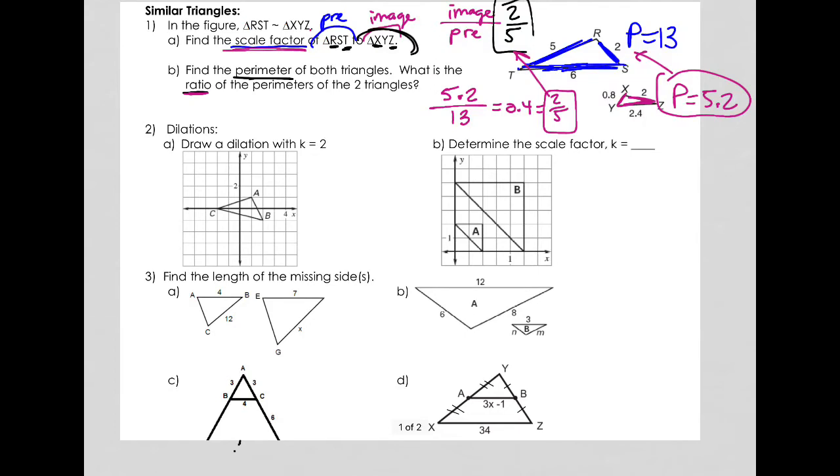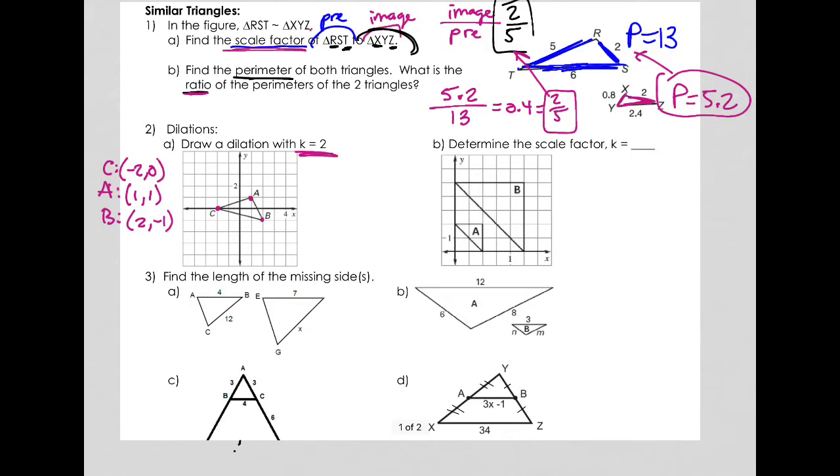So just like we did on the front, we need to look at the vertices. And it is a dilation with scale factor 2, so we know it's going to be an enlargement. So the coordinates for C, let's see, I'm going to put it on the side because our grid's kind of small. So -2, 0. The coordinate for A looks like it's 1, 1. The coordinate for B looks like it is 2, -1.